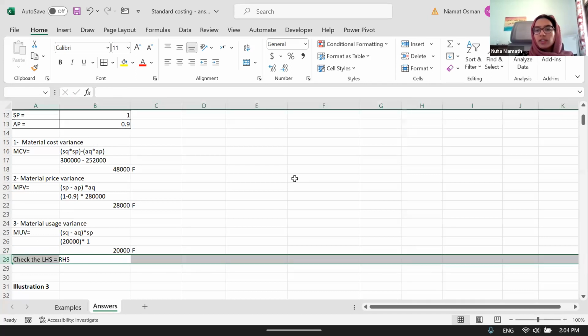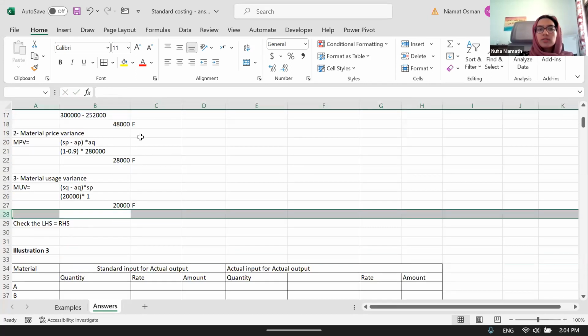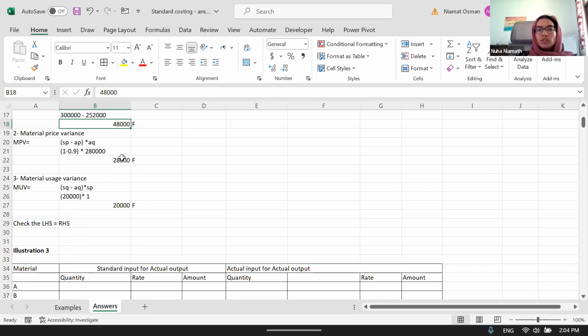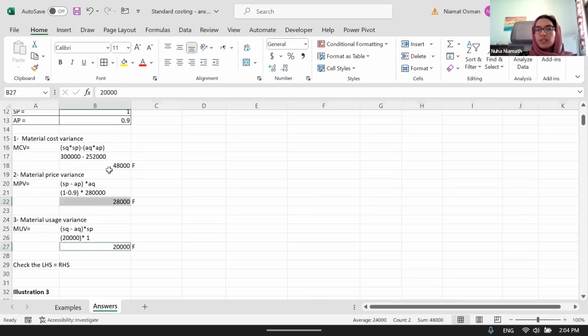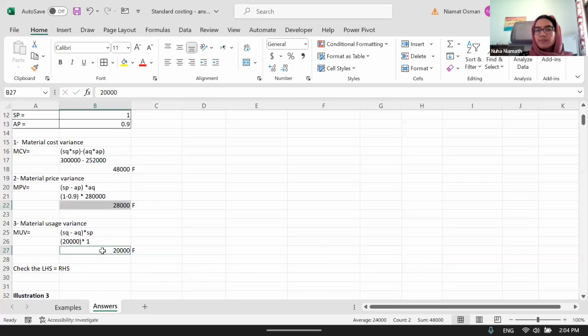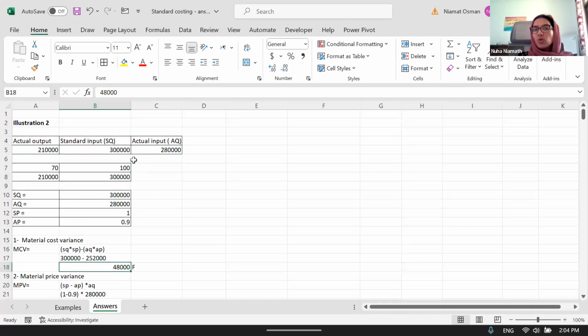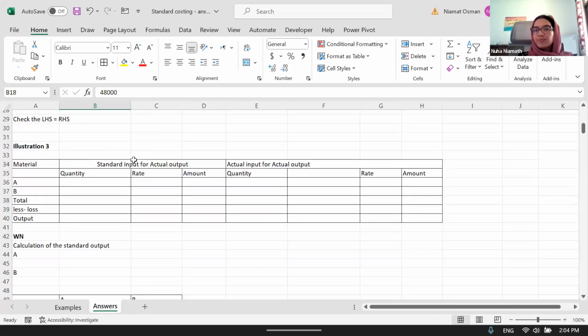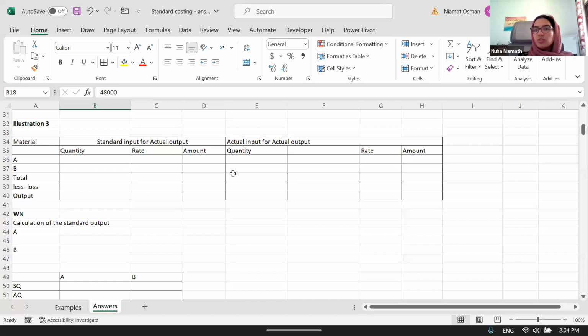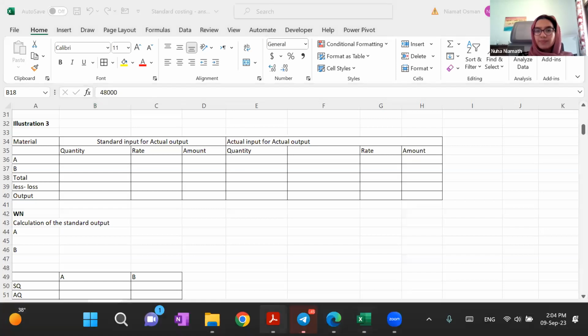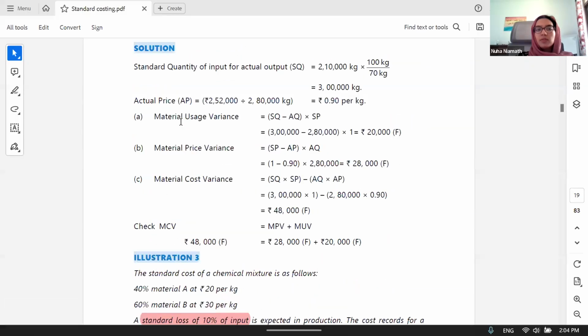So now we can check the LHS versus RHS. Is material price variance plus usage variance equal to my cost variance? Yes. So this is one good check you can do to see whether your answers are correct or not. Simple. I hope the concept is clear now. All right. Let's move to the next illustration now. Illustration number 3.